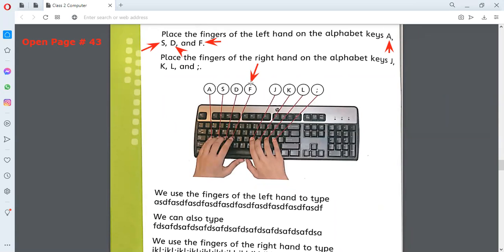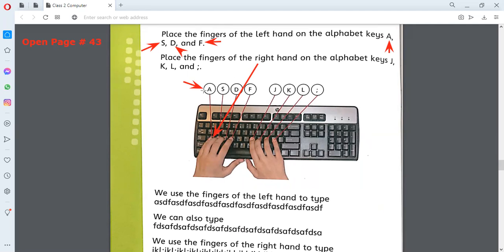Then the middle finger of the left hand is on D. Then the third finger, the ring finger, is on the character S. And the last one, the name of the finger starts with L. It's the little finger, and that little finger is on which alphabet? It's on A.